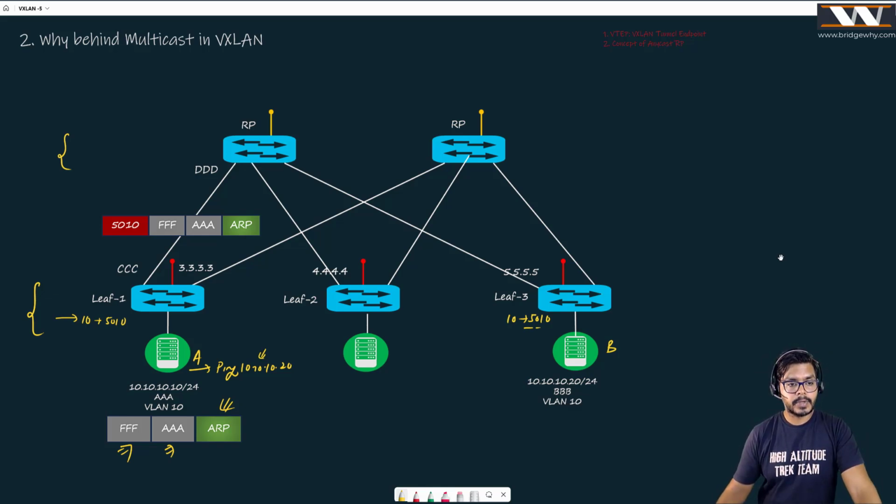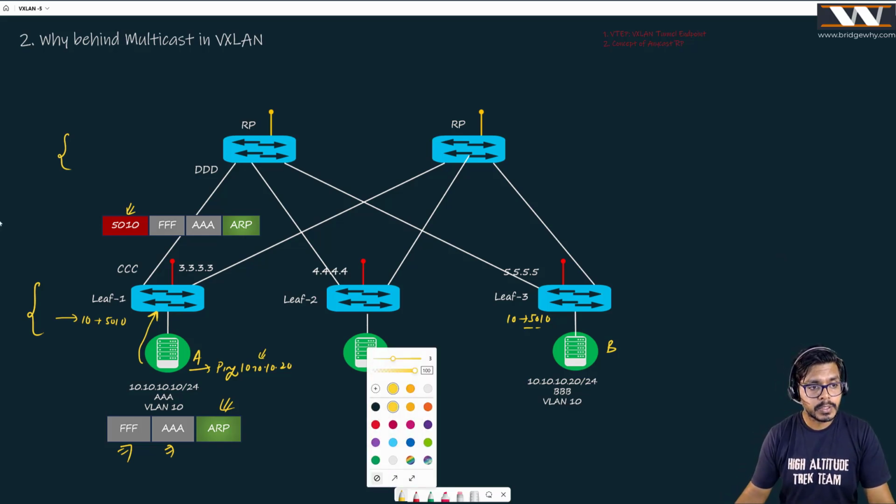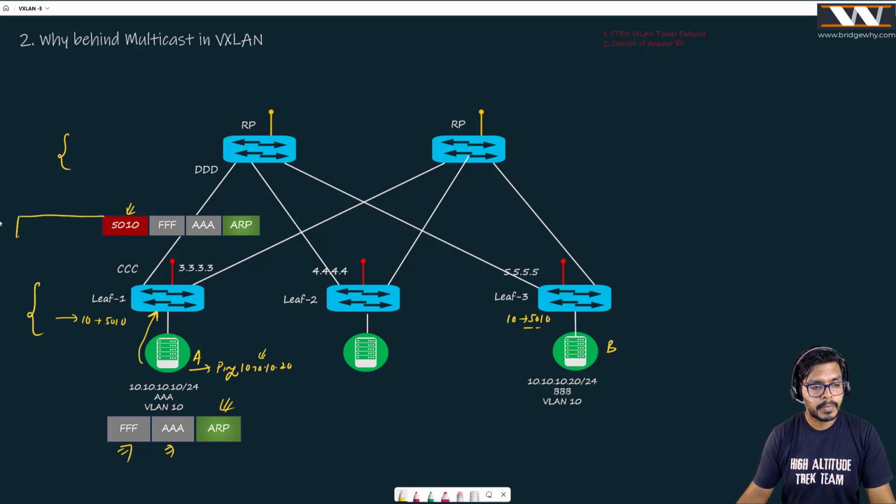This ARP message will be received by this leaf, and this leaf is going to do the VXLAN encapsulation. This leaf is taking this ARP message, or layer 2 message, and it is going to encapsulate it. But before encapsulation, it is going to put this VNI number in the VXLAN header, right? And then it will be putting the source and destination IP.